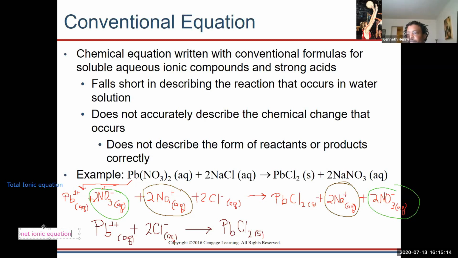Okay, simple. So the net ionic equation, you just get rid of your spectators, because really, they just brought the other person to the party so that the other two can hook up together. Okay, simple, good, bad, ugly.